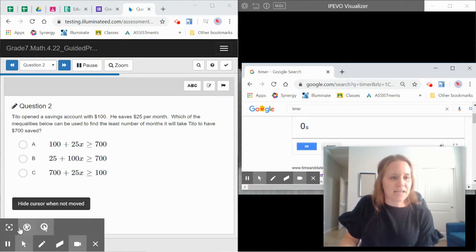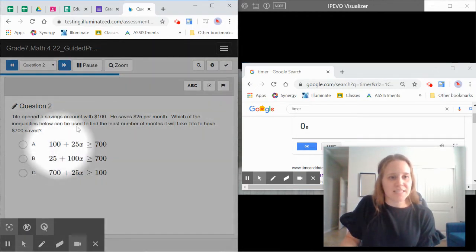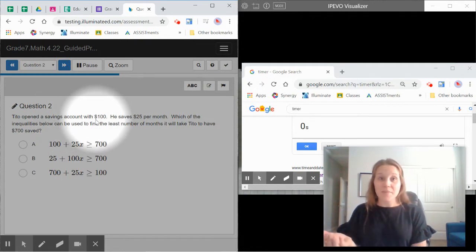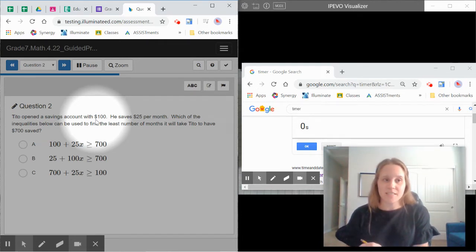All right, so we've got a savings account. With a savings account, or whenever you open a bank account, you start with some account balance. So if you don't put anything in the account when you open it, the balance is $0. This says Tito opened a savings account with $100. That means right at the beginning, he handed the bank $100 and said, I need to open a savings account with this much money in it, right?